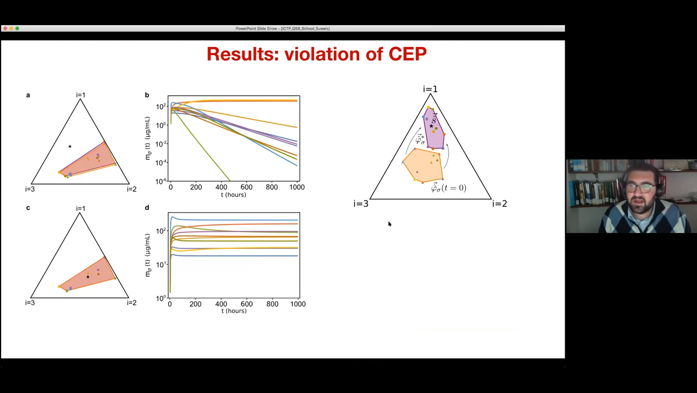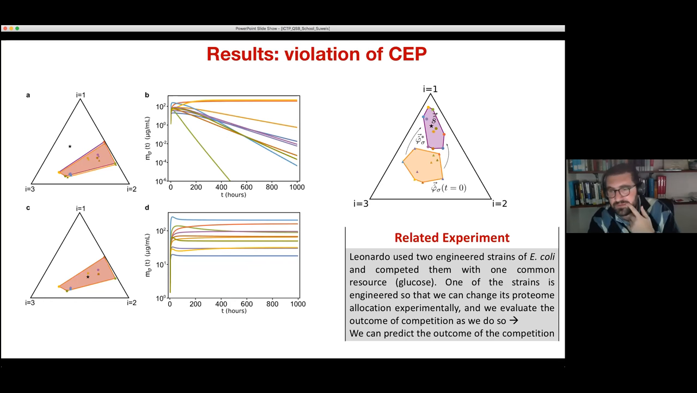We start with a given initial proteome allocation. In the fixed case, if the supply vector is outside the convex hull, you would have extinction. But now the proteome allocation changes, so that with the new metabolic strategies the supply vector is within the convex hull, and you find coexistence. So this is what I was mentioning.